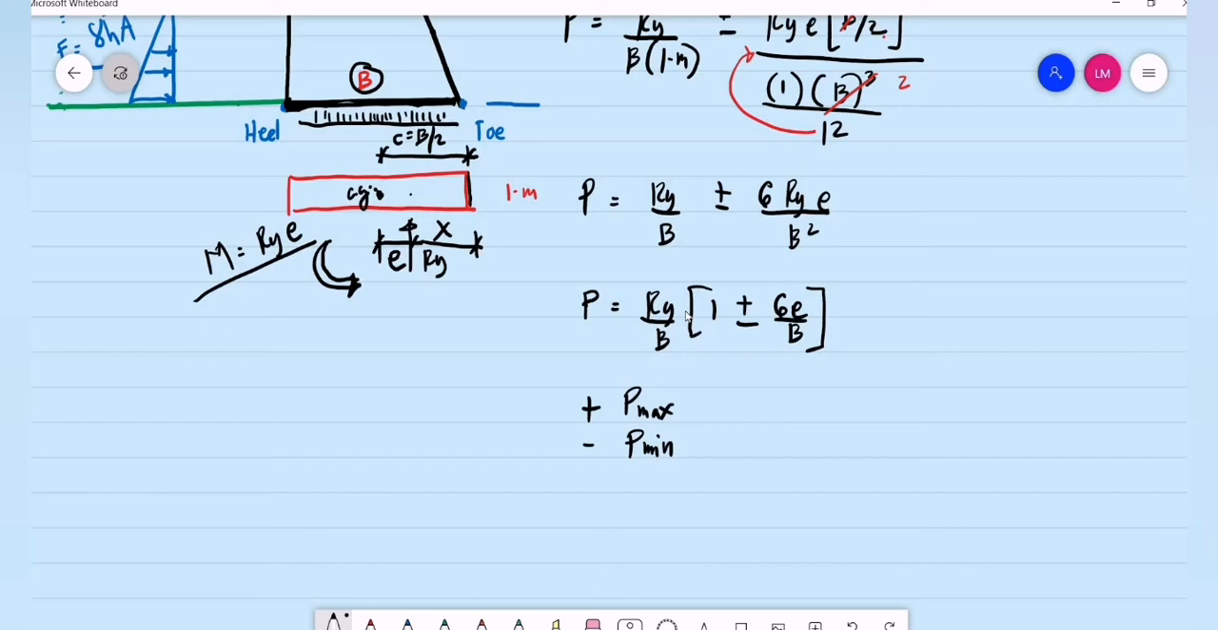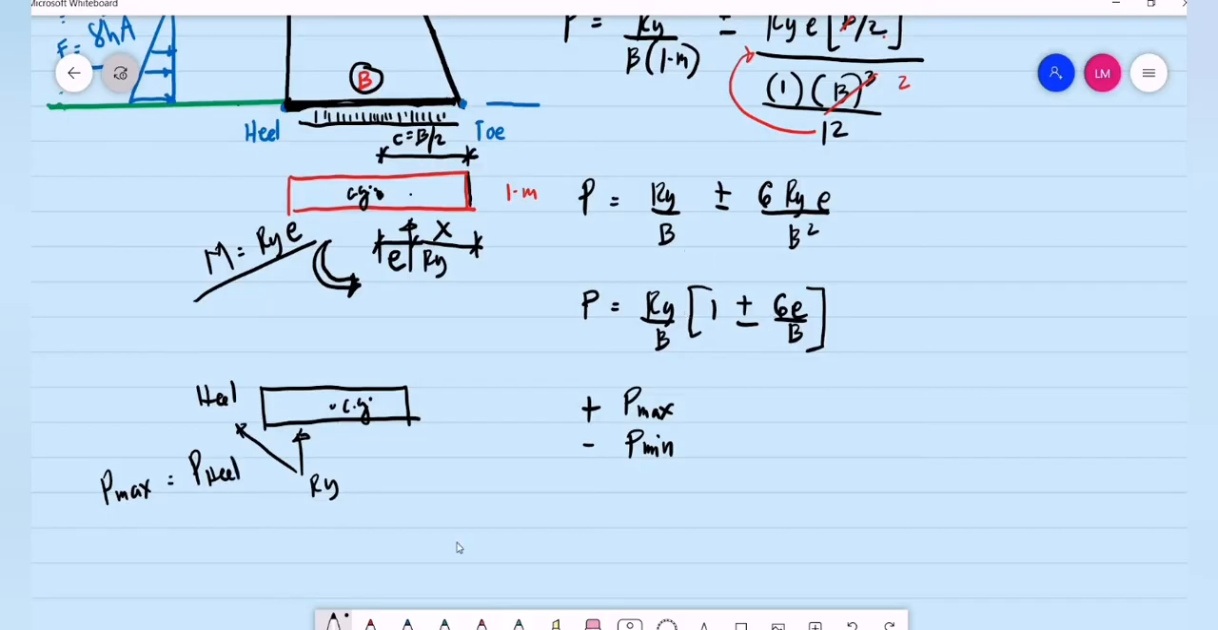So the question is, when do we know if the heel is experiencing a maximum pressure? So let's say this is the 1 meter strip base. This is the heel. So let's say this is the center of gravity of the base. If the reaction is closer to the heel, which means the concentration of the weight is near the heel, we can conclude that the maximum pressure is basically the pressure on the heel.